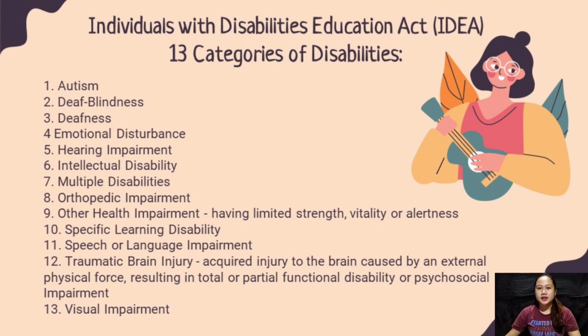So our next is the Individuals with Disabilities Education Act, which is the IDEA. The IDEA has 13 categories of disabilities. So first is autism. When we say autism, these are children with a neurodevelopmental disorder, where the child's ability to communicate and interact with others is impaired.